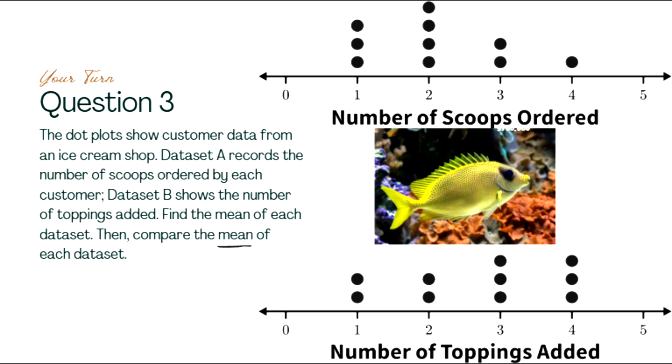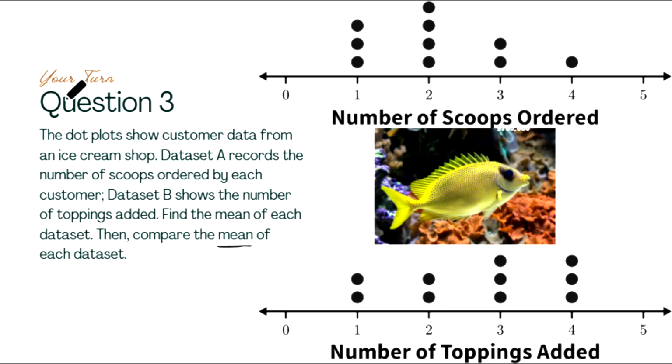Here's question 3. The dot plots show customer data from an ice cream shop. Dataset A records the number of scoops ordered by each customer. Dataset B shows the number of toppings added. Find the mean of each dataset, then compare the mean of each dataset. Pause the video, do it, come back.